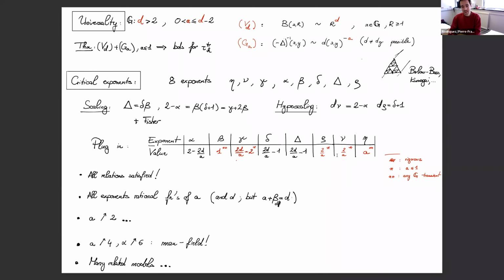So there is a unique set of exponents which are thereby determined, which are the ones that I wrote down here. And all of these exponents have rational values, which are functions of the underlying dimension and the decay exponent A. So these are these 2 parameters which came with the graph.